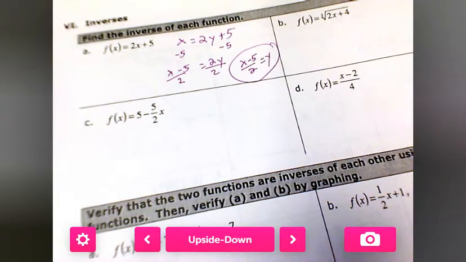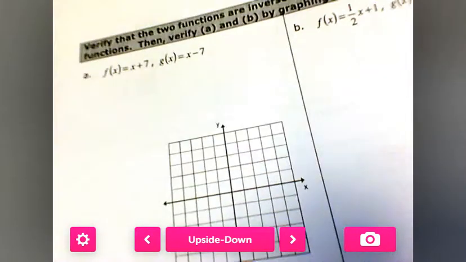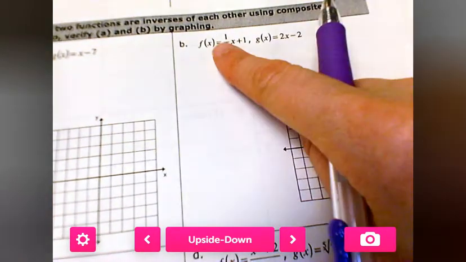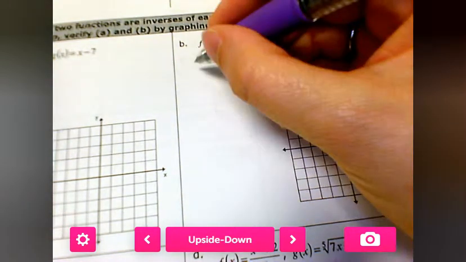Okay, so this is where we switch our x and y and then solve for y to be able to do it. Right down here, we're looking at graphing. Okay, why don't I look at B? We want to see if this is the inverse of the other. So we simply change where x and y is.